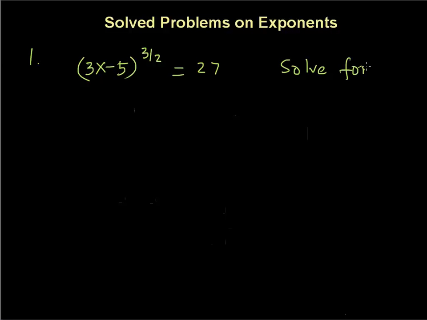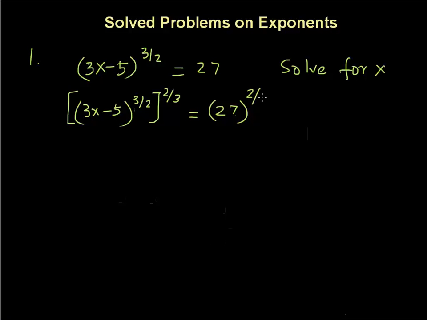Solve for x. So we can rewrite this as (3x - 5)^(3/2). But what I can do is put another bracket here and then put a power just opposite to this, just to cancel out these two powers. In order to do that, on the left hand side we need to do the same operation on the right hand side to make it equal.